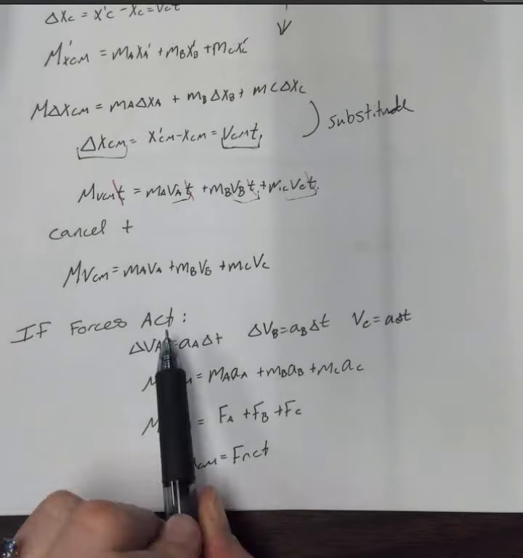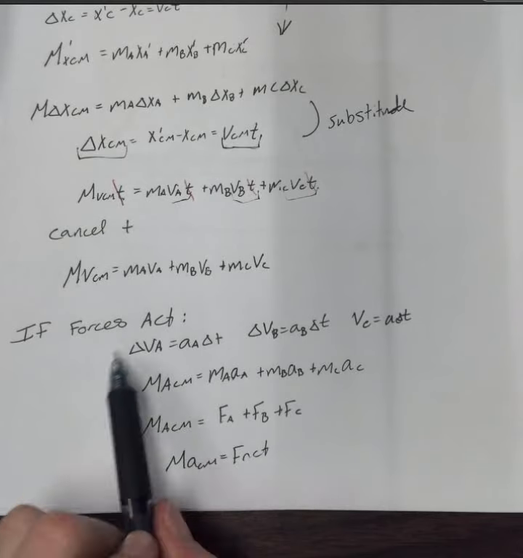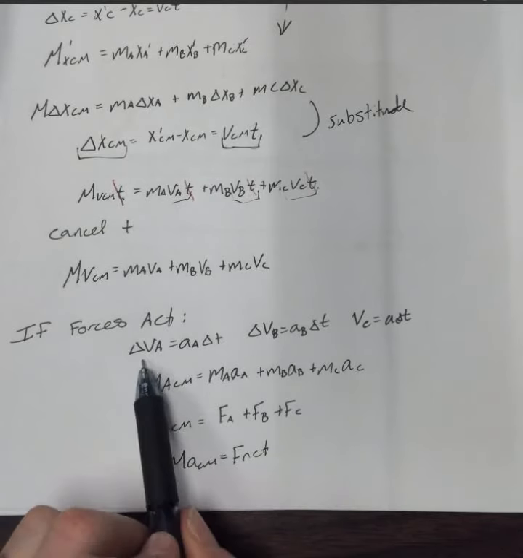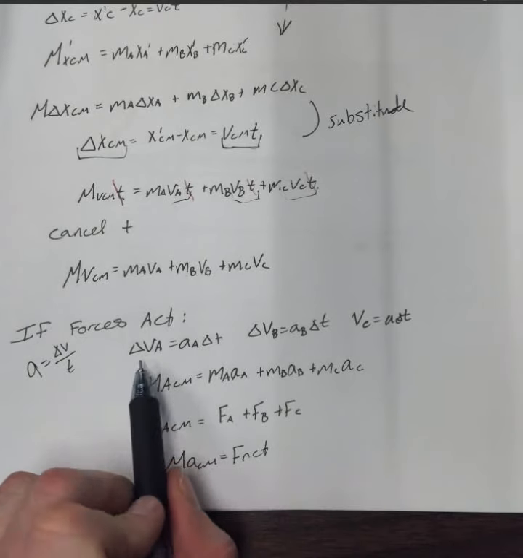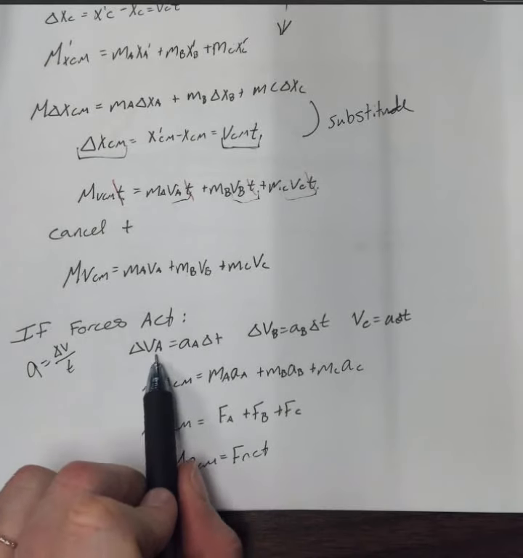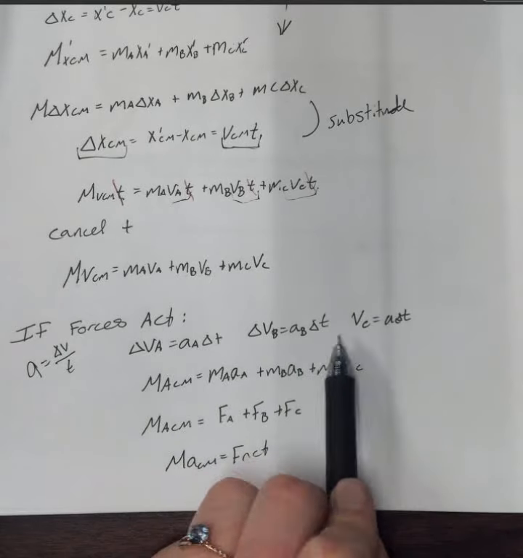If you're using net forces, if you're using Newton's second law, then we know that our acceleration equation is change in velocity over time. So here we have that the change in velocity for object A will be equal to acceleration times time. And likewise, we repeat it for object B and object C.